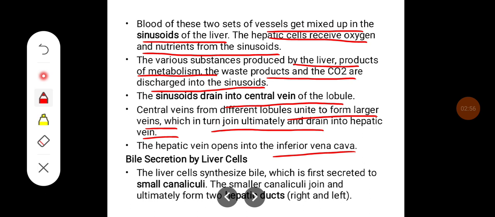Bile secretion by liver cells. The liver cells synthesize bile, which is first secreted into the small canaliculi. The smaller canaliculi join and ultimately form two hepatic ducts, right and left.